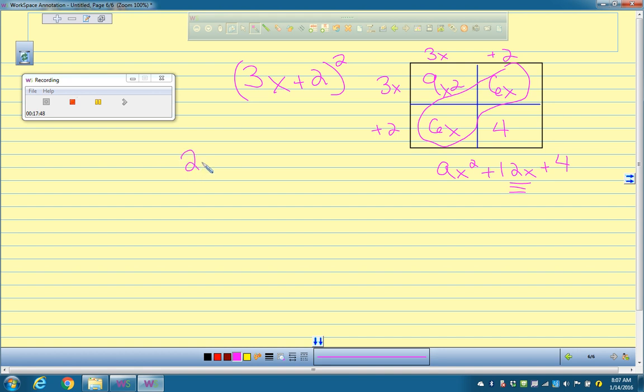Let's do 2y minus 5 squared. Go ahead. Viewing audience, now that I'm recording, the answer was 4y squared minus 20y plus 25. And our whole class got it, so that's good.